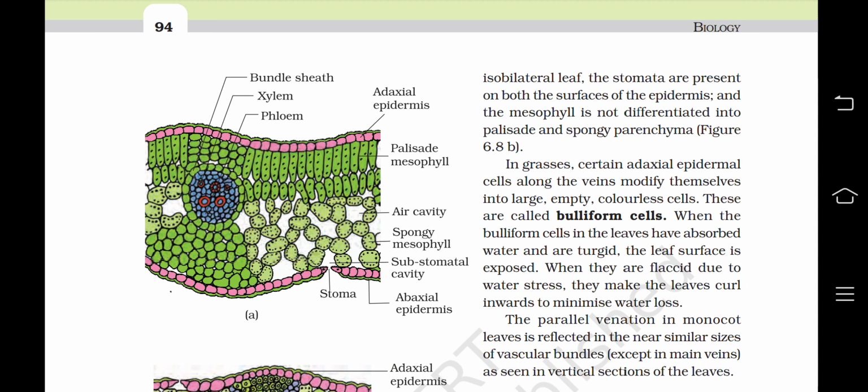Here we end the third part of anatomy of flowering plants.